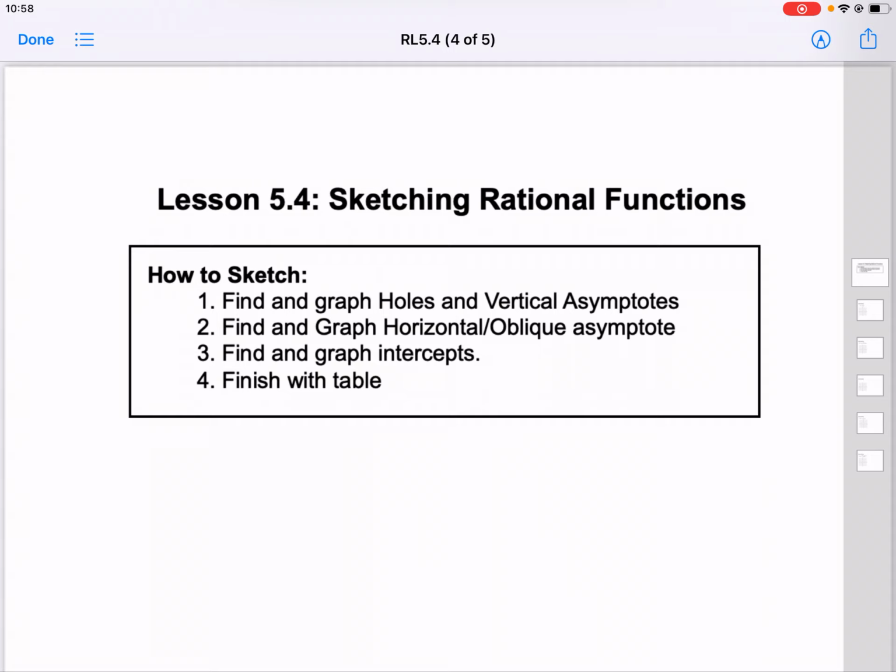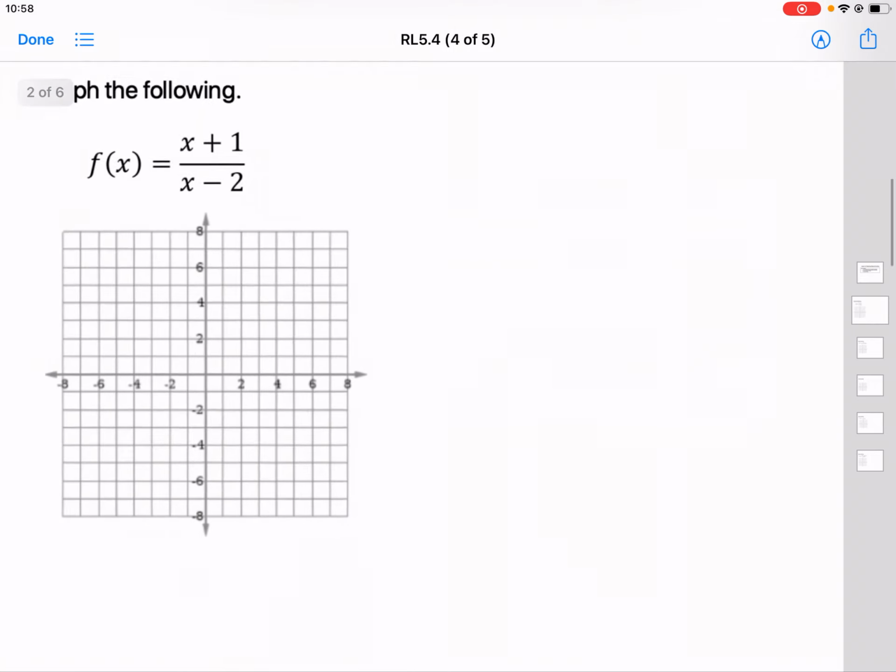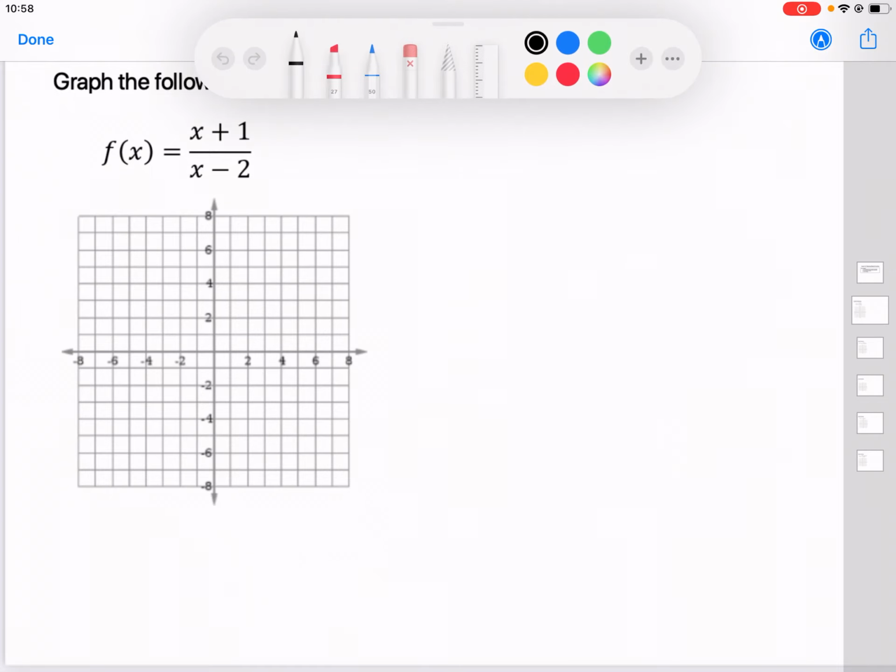Sometimes at the end you have to finish with a table, and I'll explain that as we do one of these. So here is an example. We've got x plus 1 over x minus 2. So I usually go in this order, but you don't have to necessarily go in this order. You do need to make sure you find your holes before vertical asymptotes, though. So that does have to go first, and before your x-intercept.